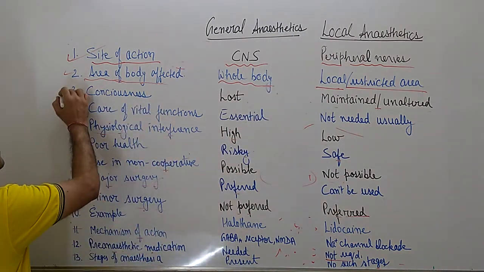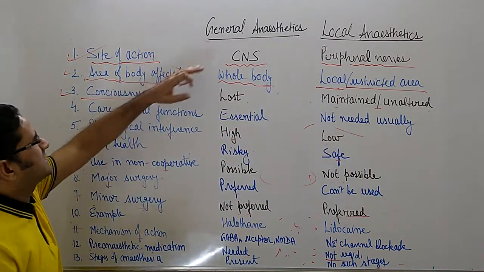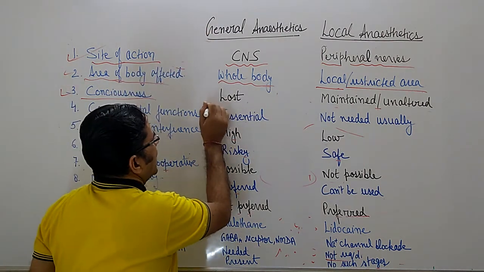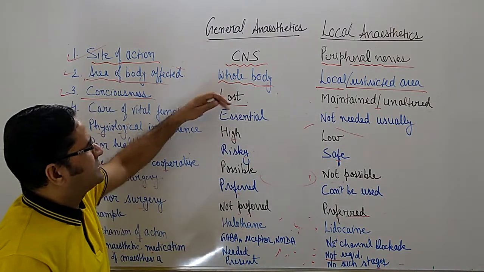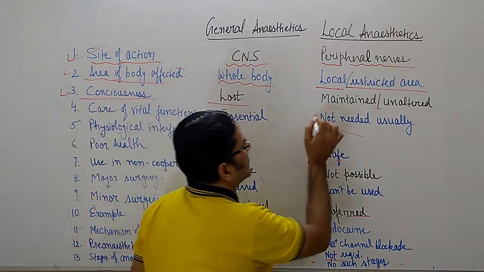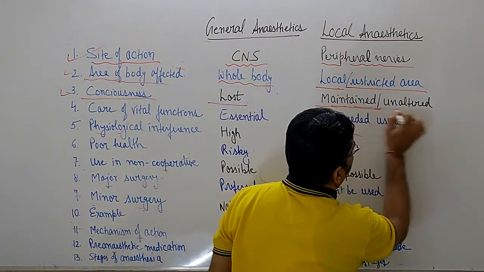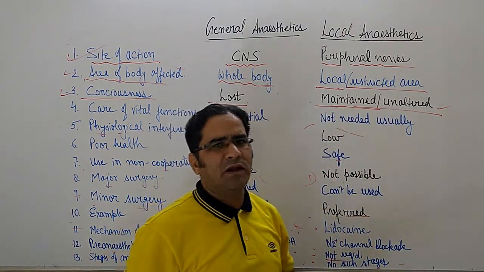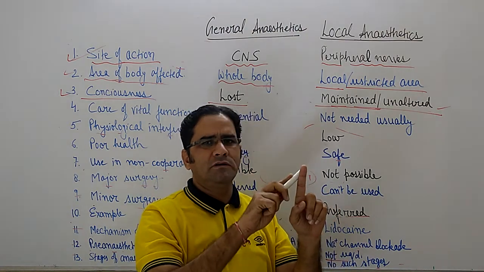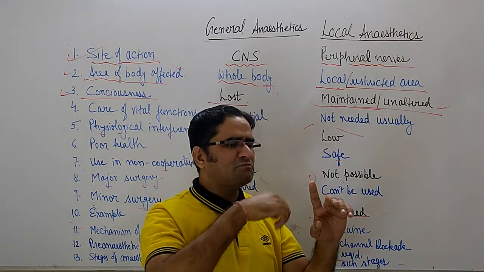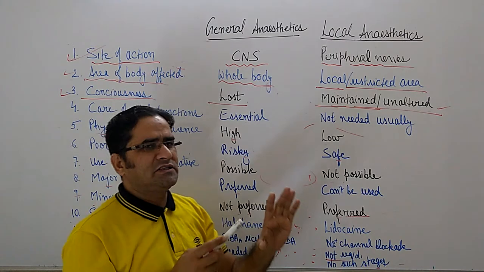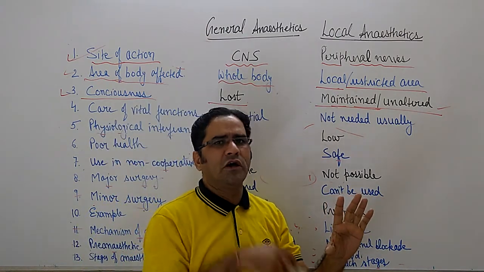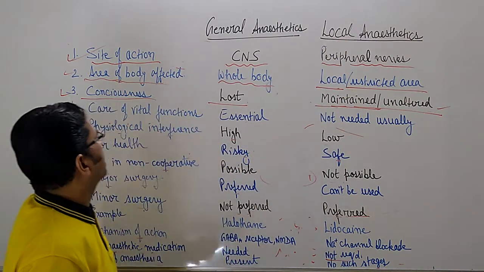Now, third part, difference on the basis of consciousness. If we are using general anesthetic, there is loss of consciousness. But in local anesthetic, the consciousness is unaltered and maintained. Again, I will give an example. Suppose surgery of this finger is going on. Only this part is affected by local anesthetic. The patient can easily see, he is well aware of what is going on. So this is the local anesthetic part.